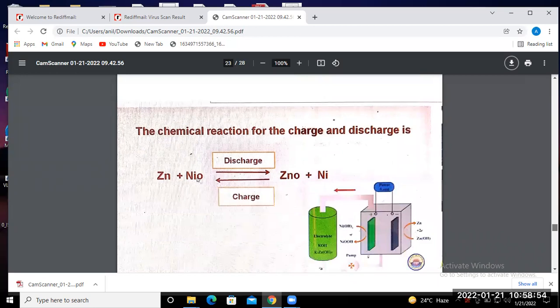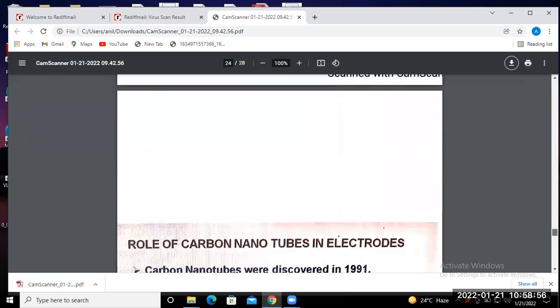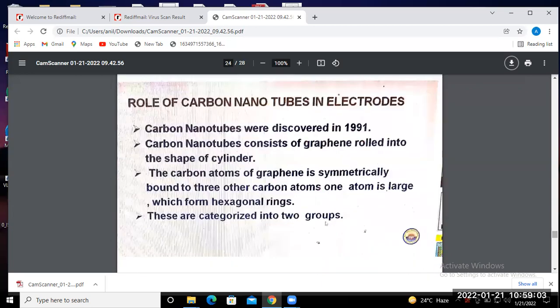So this is all about the various types of advanced battery, and next we will discuss the role of carbon nanotubes in electrodes. So carbon nanotubes were discovered in 1991. Carbon nanotubes consist of graphene rolled into the shape of a cylinder. The carbon atoms of graphite are symmetrically bonded to three other carbon atoms. One atom is large, which forms hexagonal rings, and these are categorized into two groups.